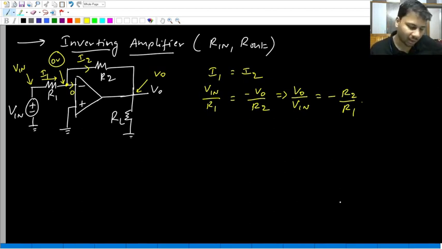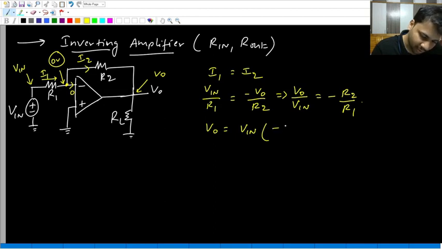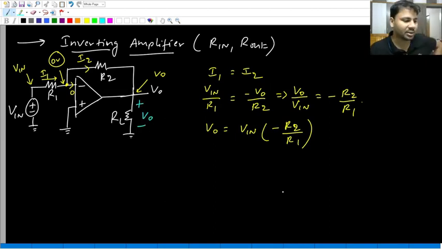This is something we already know. Inverting amplifier, the gain is minus R2 by R1. So from here, V0 can be written as Vin times minus R2 by R1. Again, this V0, is it not the voltage across the load resistance? Yes or no? It is nothing but the voltage across the load resistance.